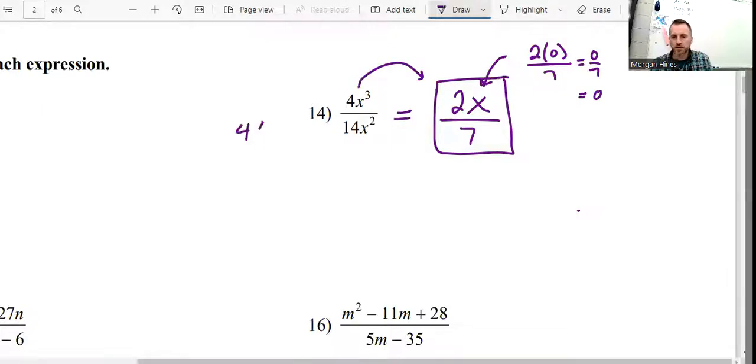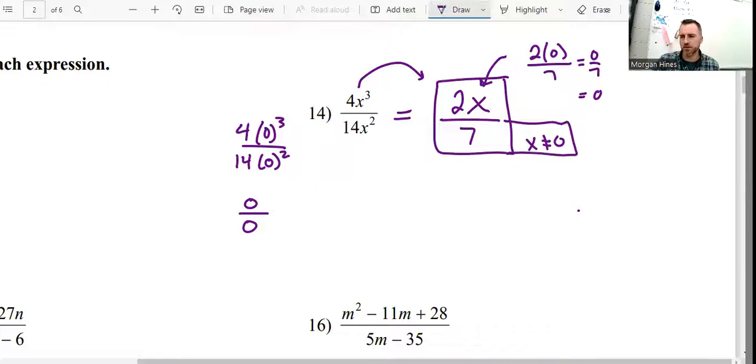But if I put a 0 in for x on the original expression, this would become 0 divided by 0, which is undefined. It's a huge no-no in the math world. Can't divide by 0. And so we would say that's your expression, but also just be careful, x can't be 0. And now it's your expression, and it's equivalent to the old one.